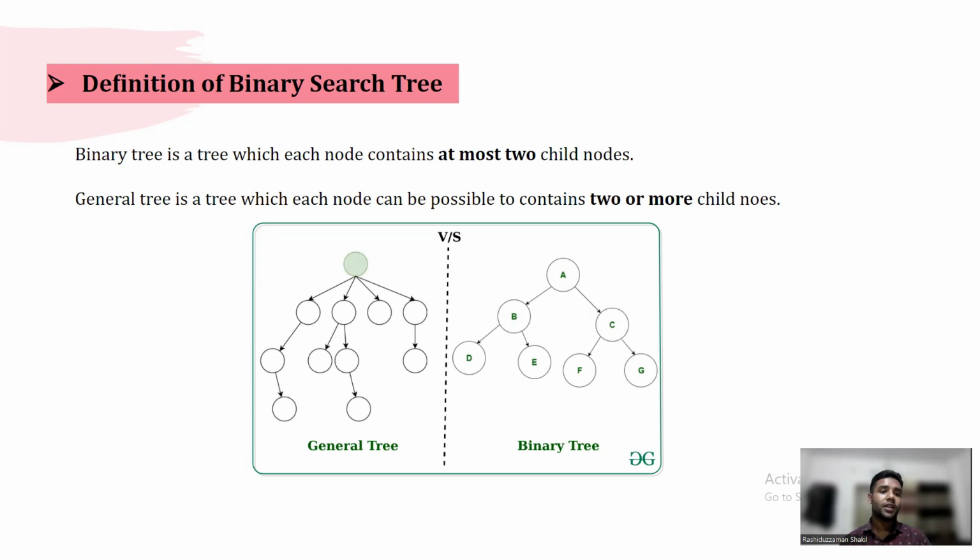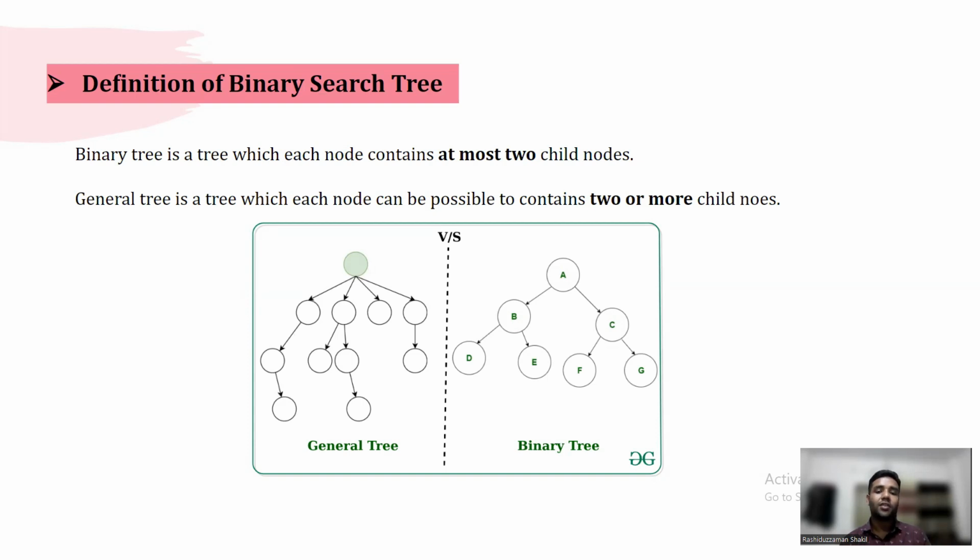But when you construct a general tree, there is no limitation on the child nodes. It can contain two or multiple nodes. If we look at the slide, from the left side, here I mention a general tree. The root node already contains four child nodes. That means it already breaks the binary tree rules.